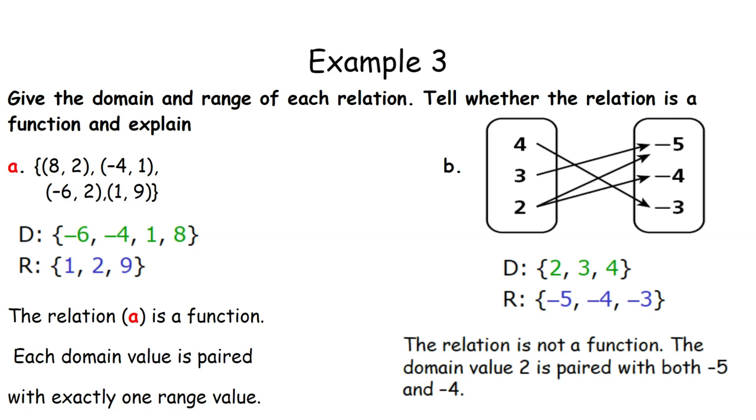Relation B. The domain consists of the set of numbers 2, 3, and 4. The range consists of the set of numbers negative 5, negative 4, negative 3. The relation is not a function. The domain value 2 is paired with both negative 5 and negative 4. So the domain value 2 is not paired with exactly one range value, but is paired with two. For this reason, this relation is not a function.